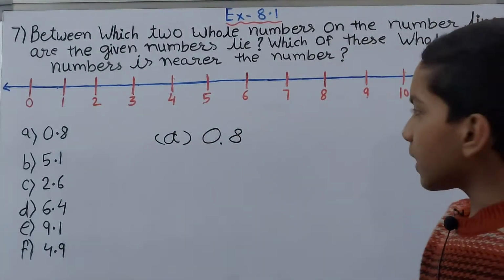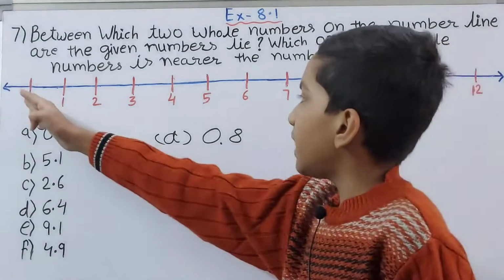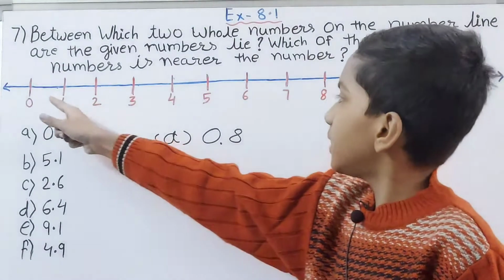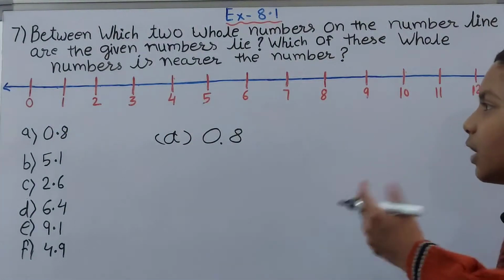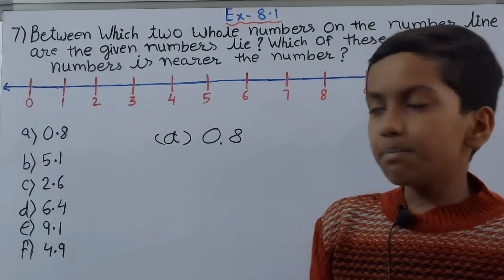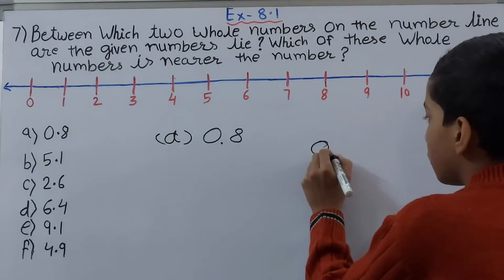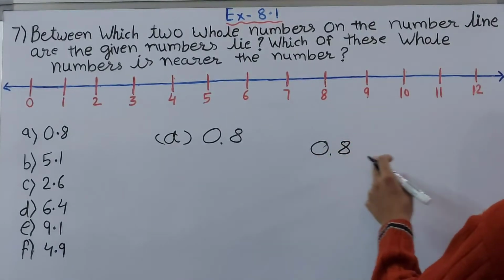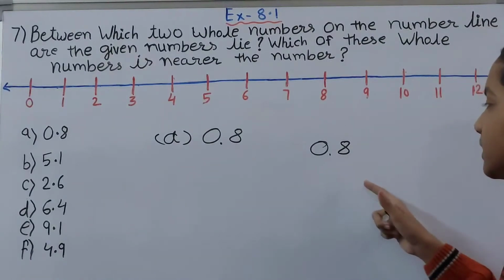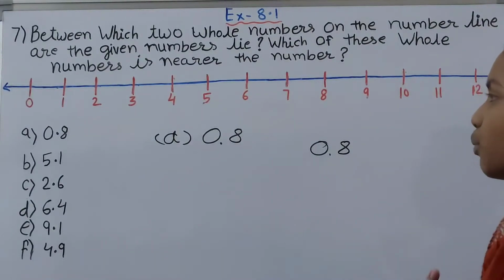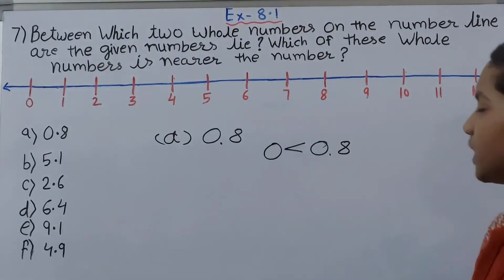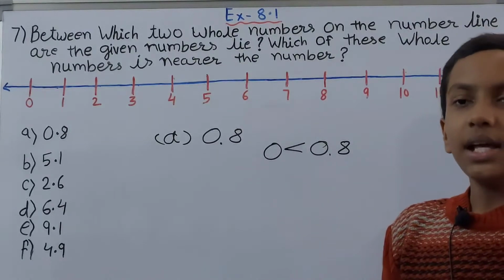So friends, here you can see we are having 0 over here. If you locate this 0.8, it will come somewhere from 0 to 1. So the two whole numbers that we have got from here are 0 and 1. Over here you can see 0.8. After 0, there is 8 in the tenths place. That means it is not exactly 0, but it is more than the whole number 0. So you can say that 0.8 is greater than the whole number 0.